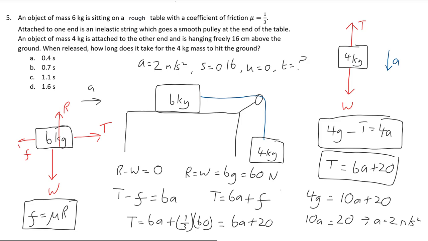Therefore, we know a, we know s, we know u, and we want t. We want to use the SUVAT equation that does not have the final velocity v in it. This equation is s = ut + (1/2)at². Subbing in what we know, we get that s, which is 0.16, is equal to ut, that's 0 because u is 0, plus a half a, which is 2, multiplied by t squared, which is what we're looking for. This simplifies down quite nicely, as we have a half multiplied by 2, which is 1, so we simply have t² = 0.16, and therefore t is the square root of 0.16, which is 0.4 seconds, and therefore the correct answer is option A.